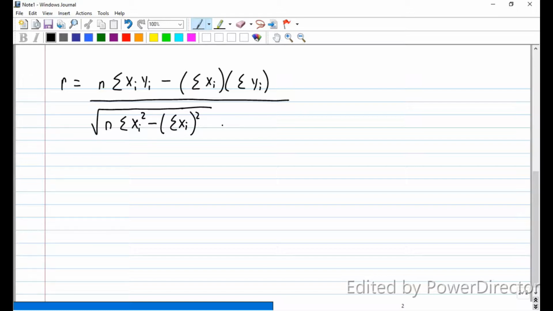And then it's times the square root of N times the sum of Y sub I squared minus the sum of Y sub I squared. So there's a lot of room for error here. A lot of room for error because there's so many little values.